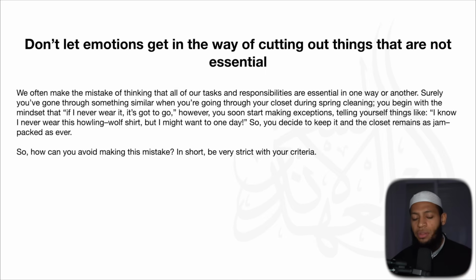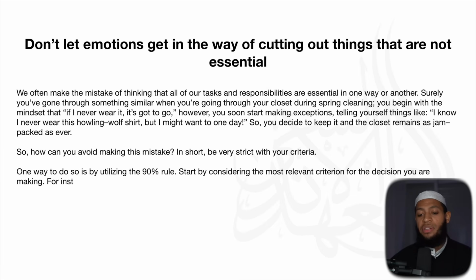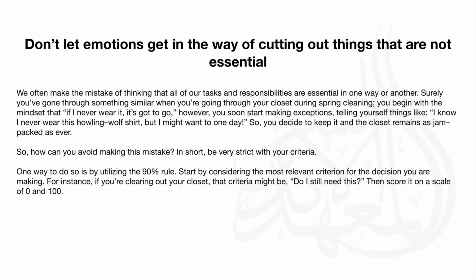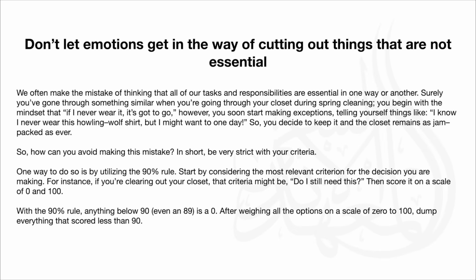So how can you avoid making this mistake? In short, be very strict with your criteria. One way to do so is by utilizing the 90% rule. Start by considering the most relevant criterion for the decision you are making. For instance, if you are clearing out your closet, that criteria might be, do I still need this? Then score it on a scale of 0 to 100. With the 90% rule, anything below 90%, even 89, is a 0. After weighing all of the options on a scale of 0 to 100, dump everything that scored less than 90%.